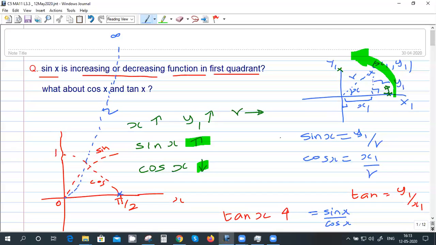This is tan x. So tan is much larger than sine and cos. When you divide something by a very small number, that value will increase, right? So tan is sine by cos. Cos is becoming small as you approach pi by 2. So that's why tan is shooting up. This is in the first quadrant.